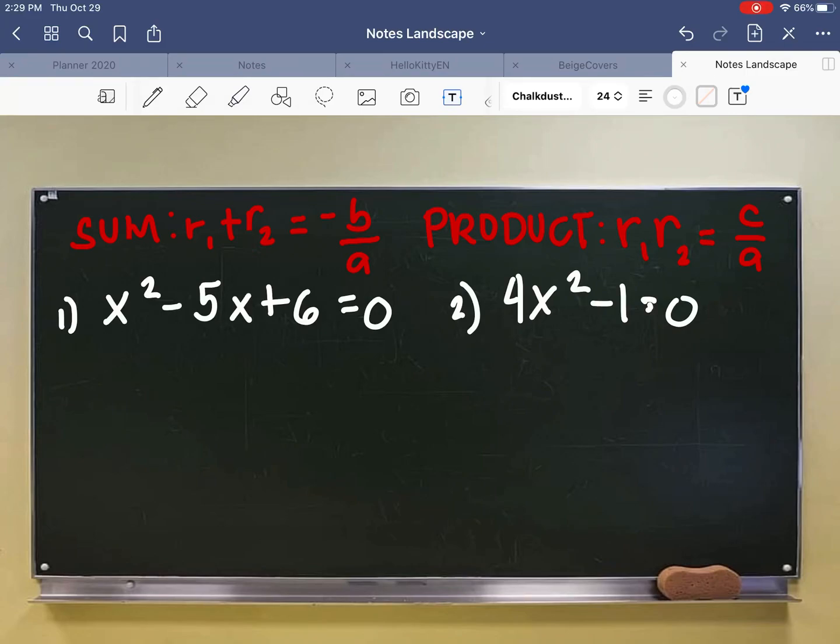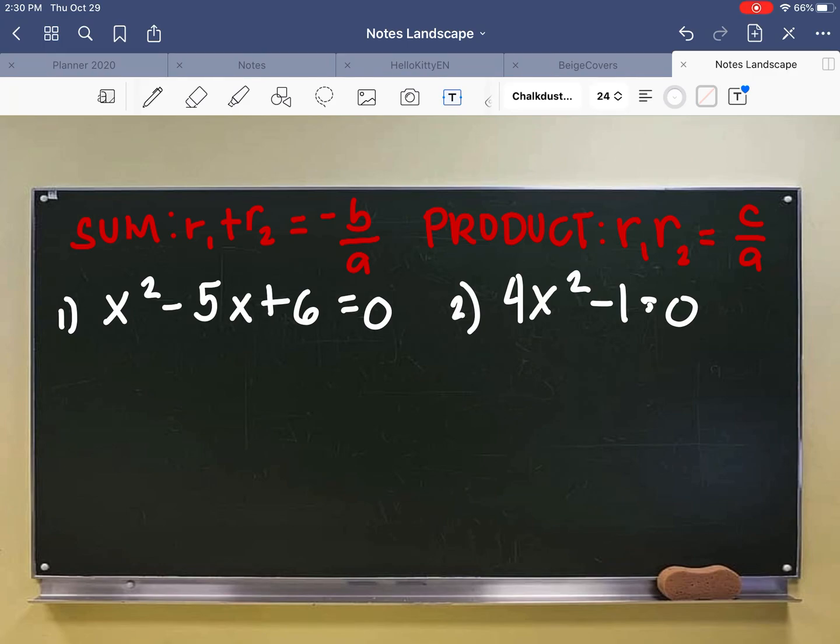Alright, so in our class, we already discussed yung sum and product of roots. So for example, you have the roots r sub 1 and r sub 2. Pag sinabi nating sum, yung operation dun is, di ba, addition. And then product, the operation is multiplication. So we add the roots and then we multiply the roots for sum and product.